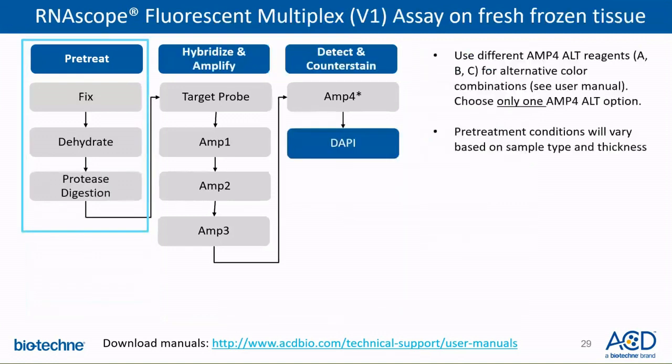Fluorescent multiplex V1 assay also includes 4 major steps, but it is a shorter assay. The 3 amplification steps are required to be performed irrespective of the number of targets you are detecting. In the AMP4 alt step that comes after the 3 amplification steps, you are required to choose any one of the 3 combinations provided, which are AMP4 alt A, alt B, or alt C. I will provide further details on these V1 fluorophore combinations later on during this presentation.